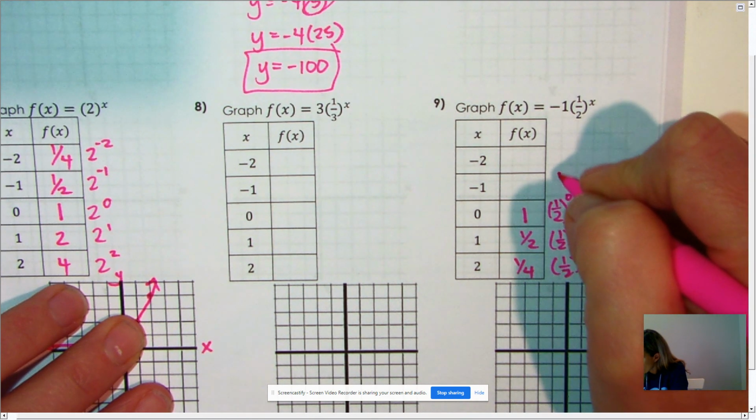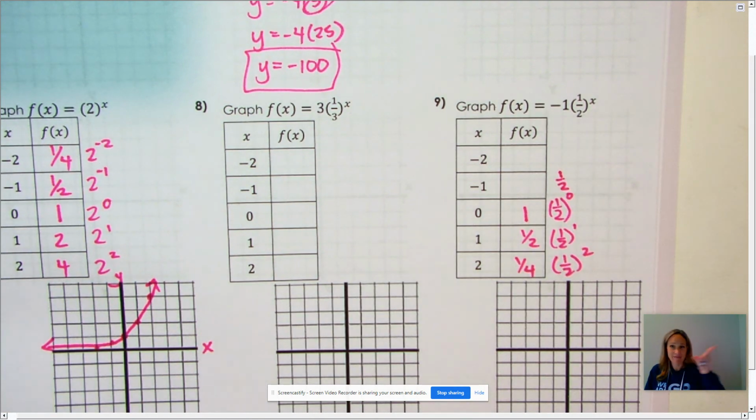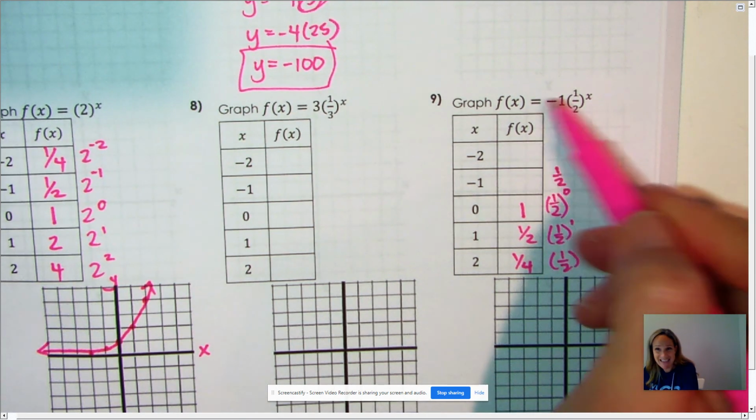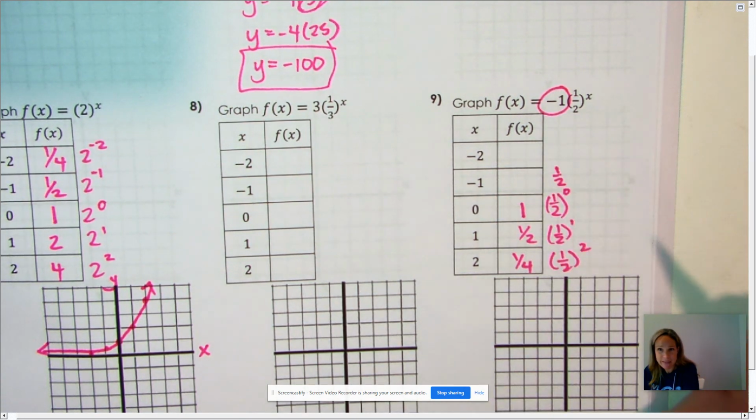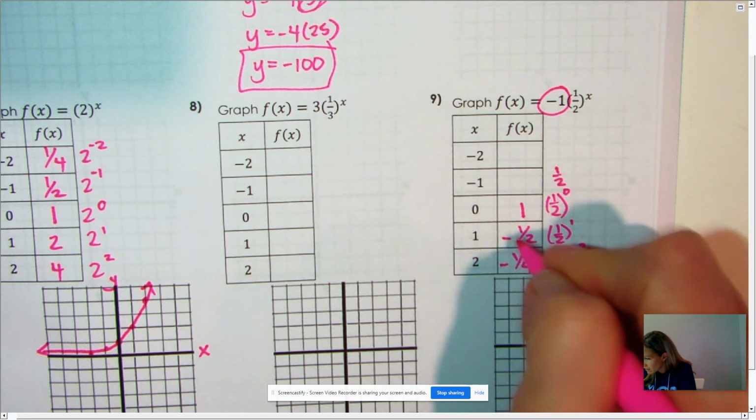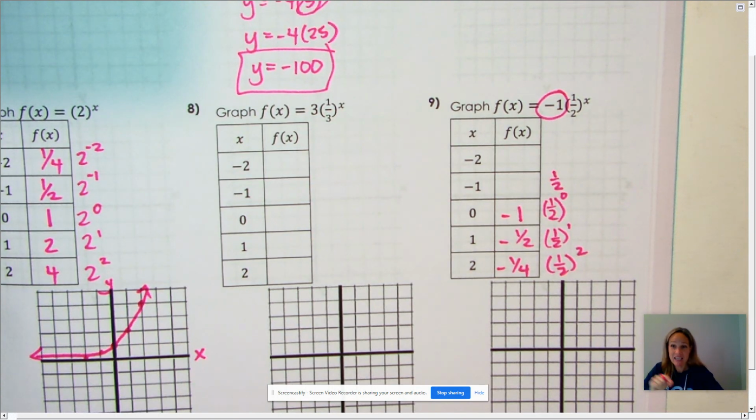If I have 1/2, oh, what did I forget to do? Again, just testing you. No, just kidding. It has this -1 out in front. Whoopsie. So if I multiply all those by -1, that has nothing to do with my exponent. That only has to do with the value that I get at the end. It's going to be negative.